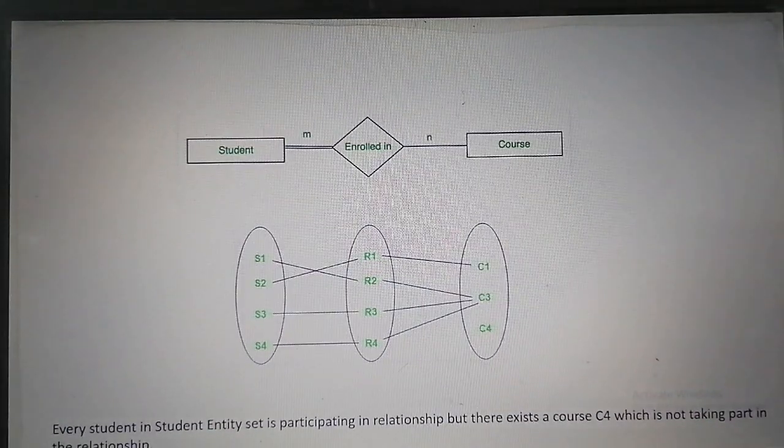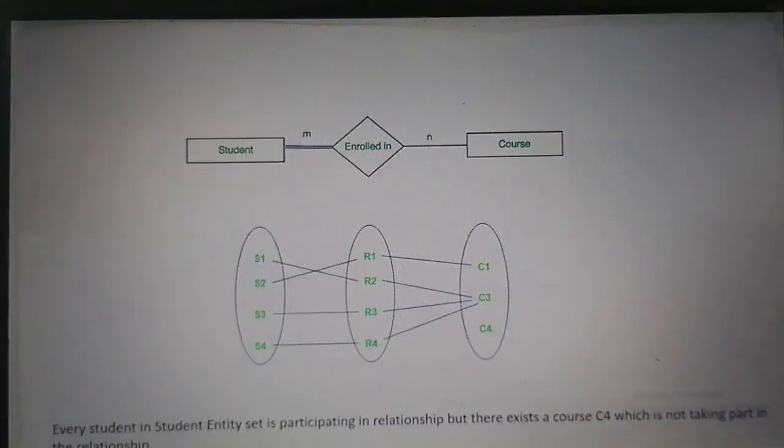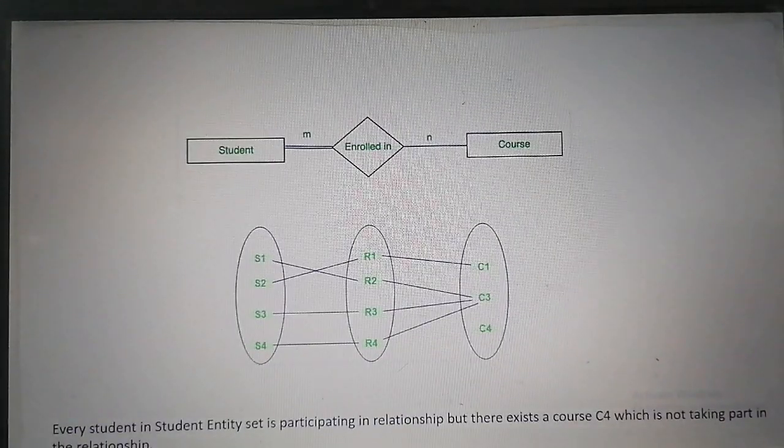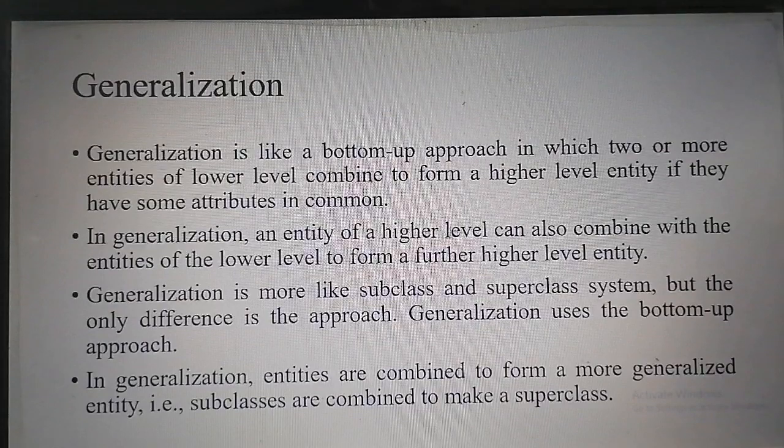Okay, and the partial participation constraint says that if an entity participates partially, then there is no need for every entity to participate in a relationship. So next is the concept of generalization.